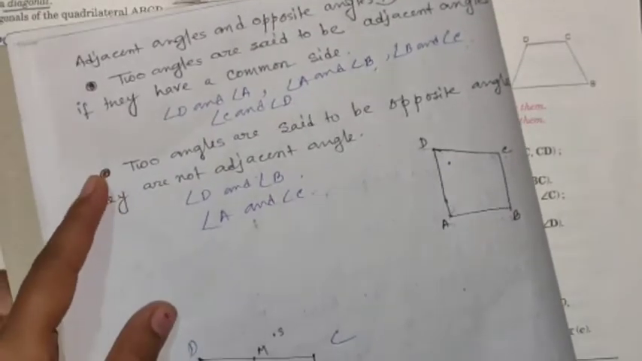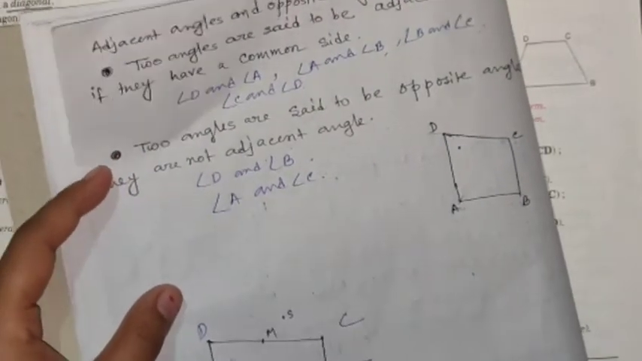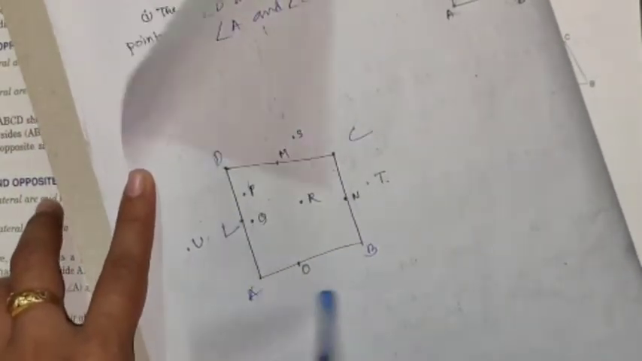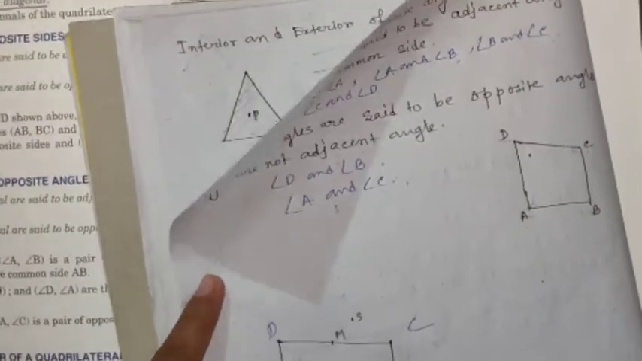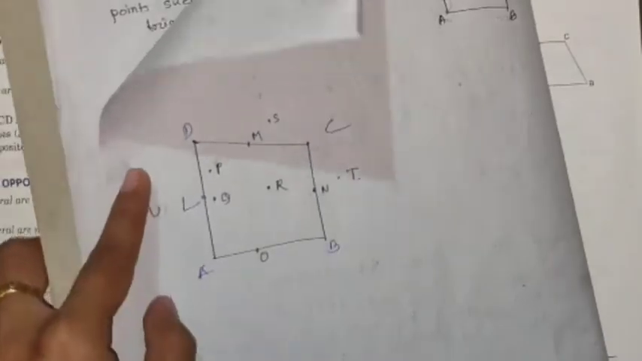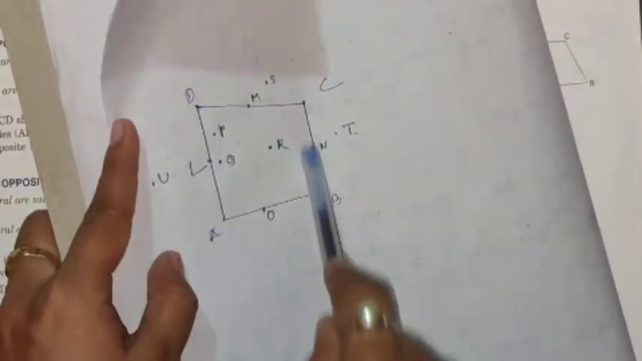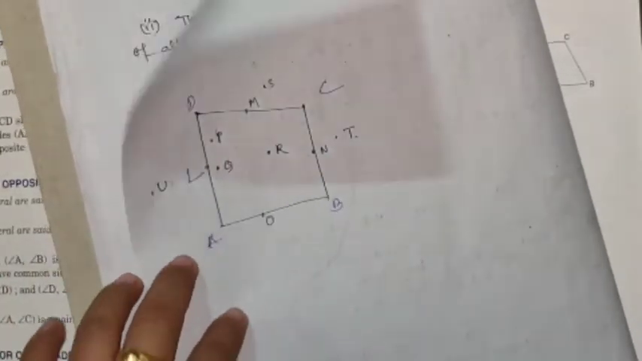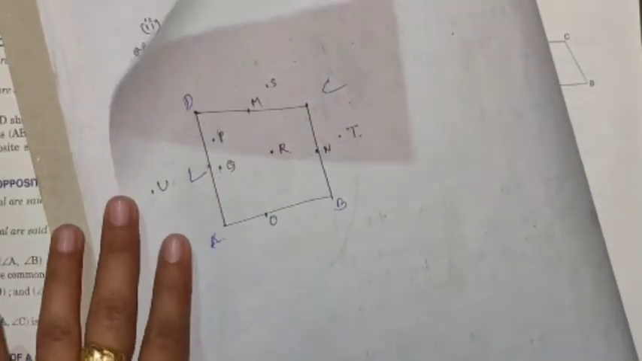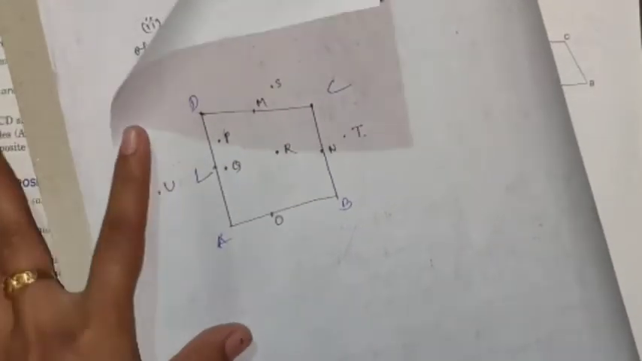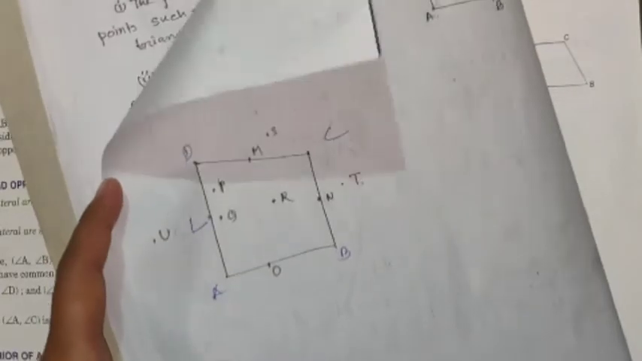Okay, the interior of the quadrilateral ABCD together with the boundary of this quadrilateral is called the quadrilateral region. So you have learned this is the interior part, this is the exterior part, and this is the boundary part, and the interior part together with the boundary part is called the quadrilateral region. So I hope all of you can understand well. Now we will solve some problems.